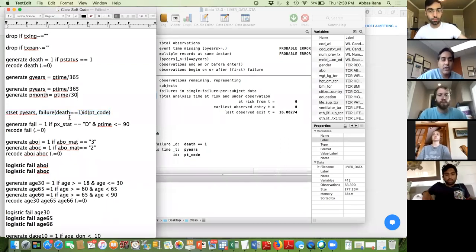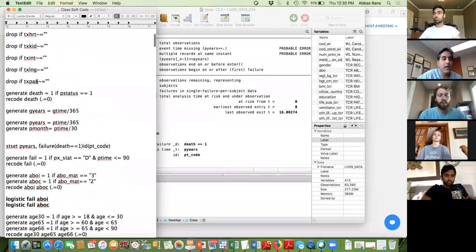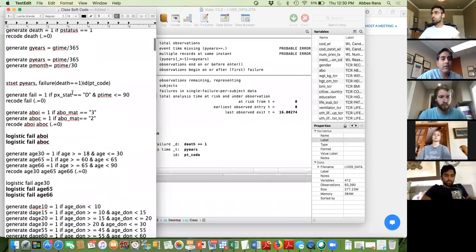So let's actually code for death at 90 days. We're going to say here fail. Now I'm going to change this from pxstat to pstatus because I think we should start using pstatus. It's a little bit tricky because in some databases it's still pxstat, like the lung database and the heart database, but they have pstatus in the new kidney and liver, and I think it should be used instead. So we're going to say generate fail is equal to 1, and pstatus is equal to 1, and ptime is less than 90. So that's death in 90 days.